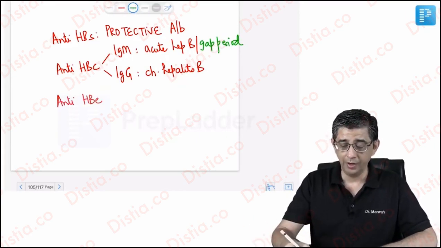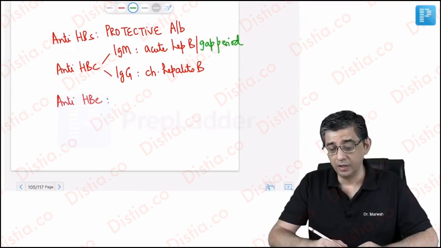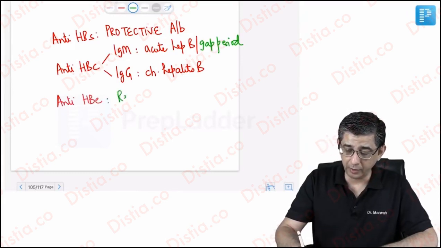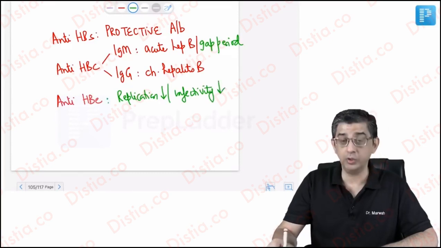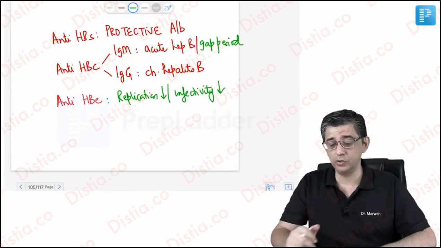So keep the focus on. Then is antibody against the E antigen. This highlights the fact that the replication rate of the virus is now reducing. So the infectivity of this person to a doctor or nurse handling the blood sample or to the sexual partner of the patient will also be reduced.